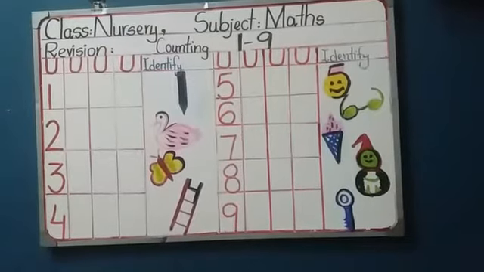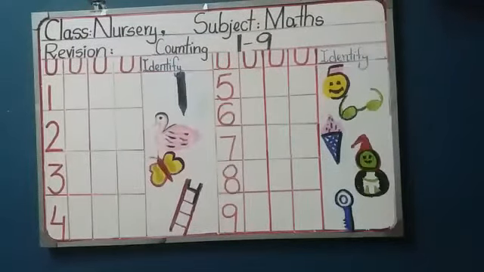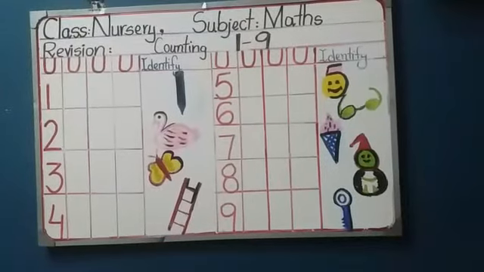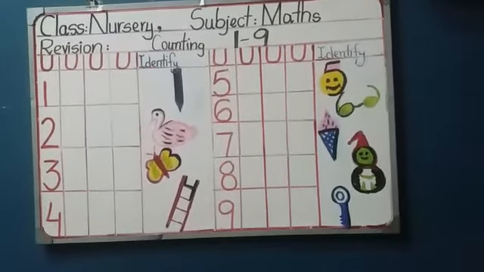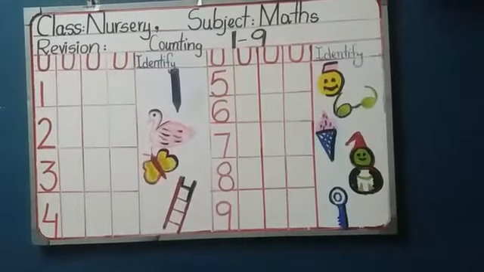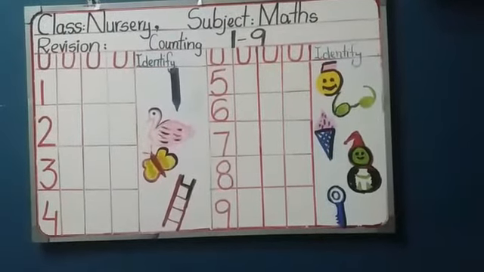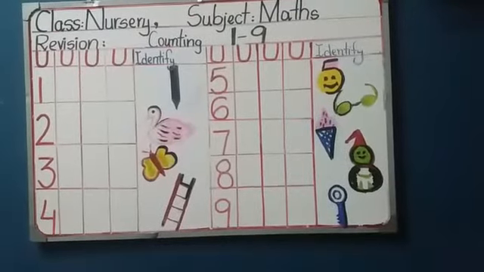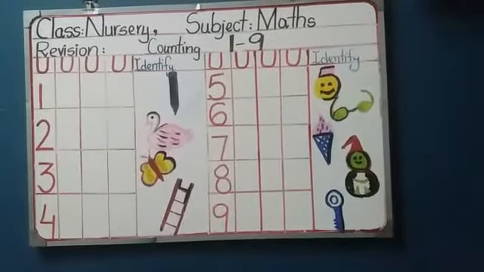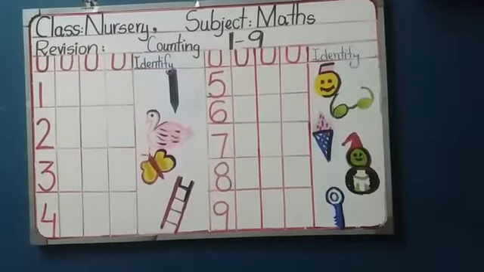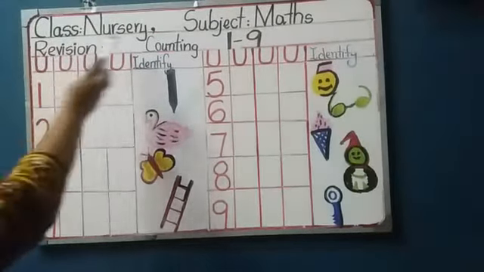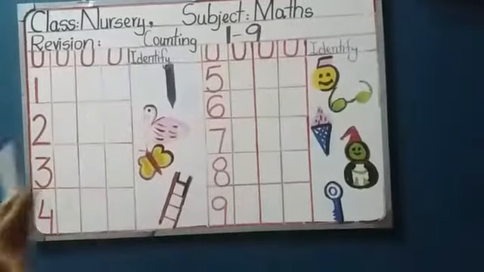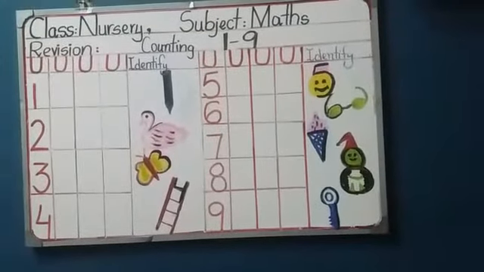Nursery class, yesterday we have done an activity. Count the objects and circle the correct number. I hope your parents have done practice with you. Dear students, today we will do revision from 1 to 9. We will do revision from 1 to 9 digits, okay?